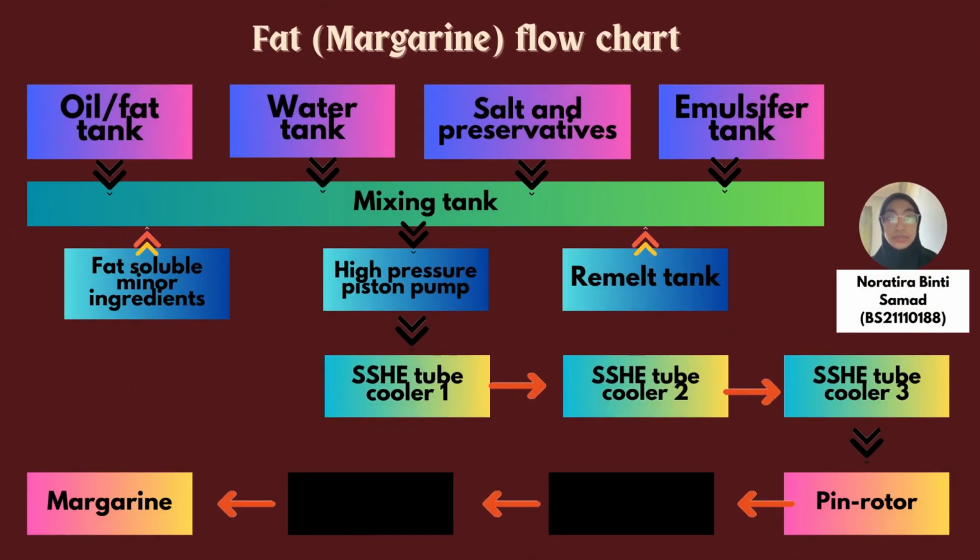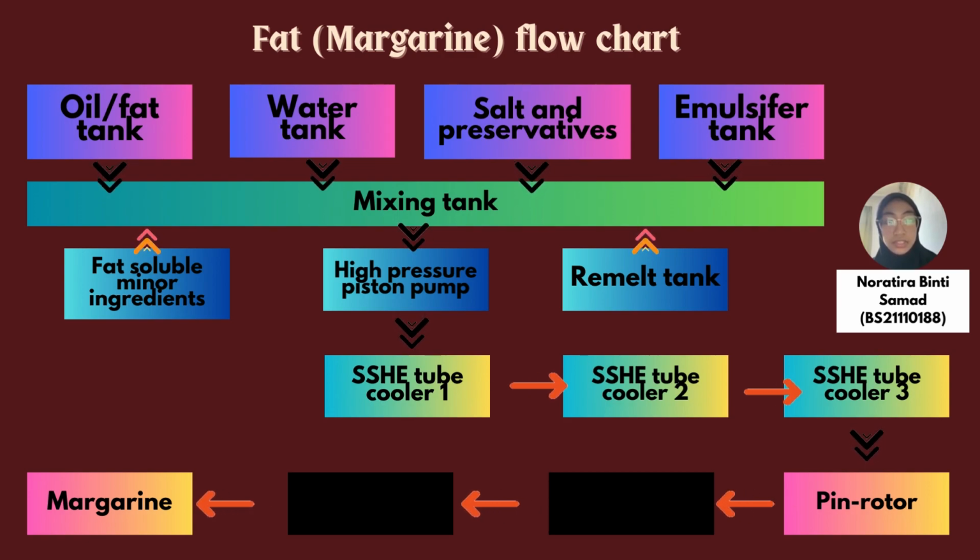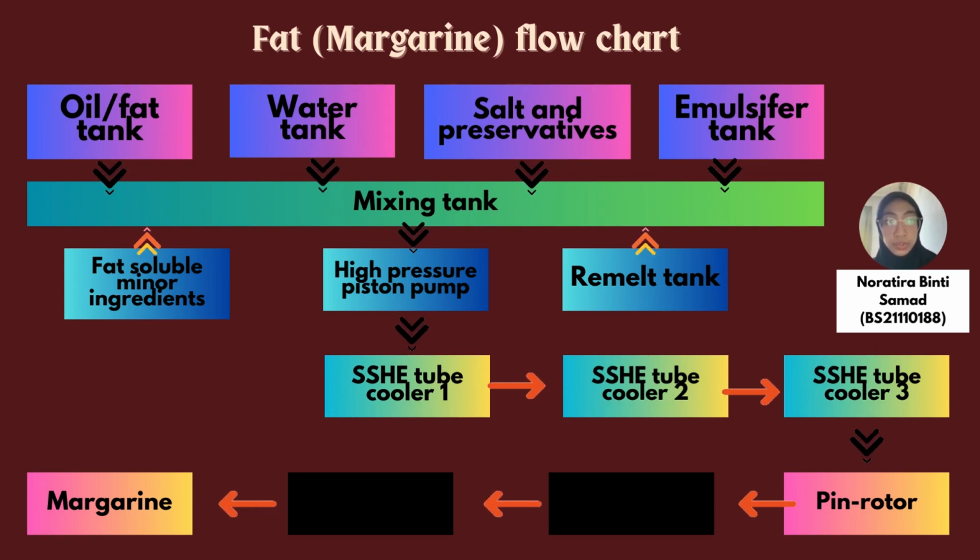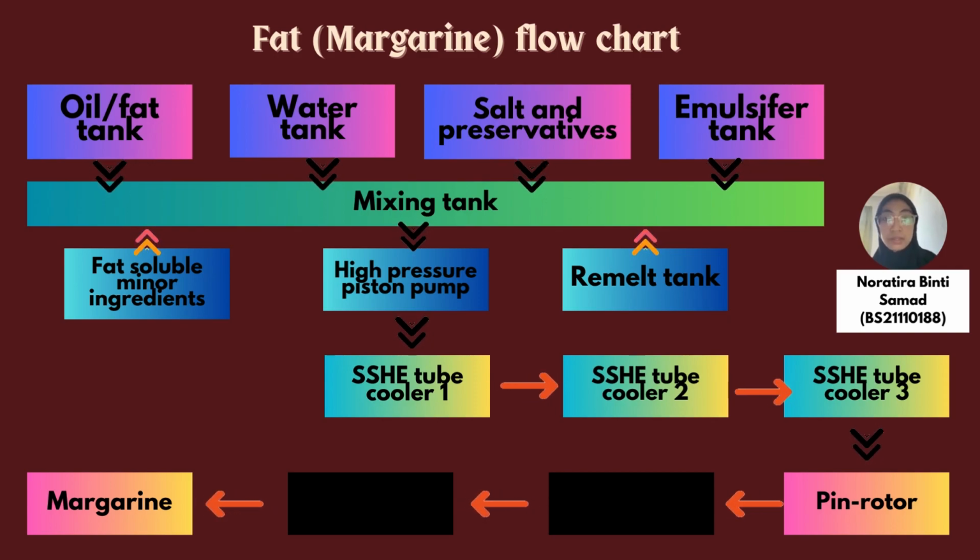As for the margarine flowchart, oil, water, salt, preservative, fat-soluble ingredients, and emulsifier are put into one mixing tank to mix all of this. Then it goes to a high pressure piston pump and then goes through SSHE tube coolers 1, 2, and 3 before it goes to the pin rotor. Again, it will undergo a high-speed pin rotor and double-stage homogenizer, then finally it will become margarine.